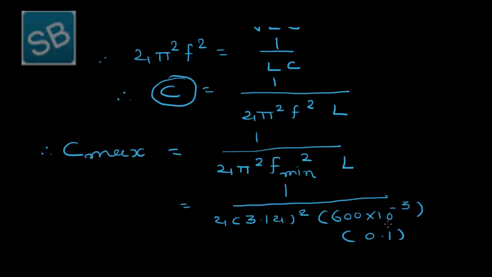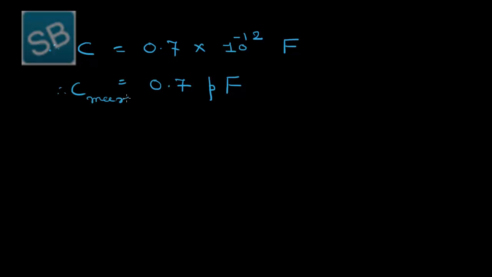So after simplifying, we will get the value of C is equal to 0.7 into 10 to power minus 12 Farad. Sorry, it is 10 to power minus 12 Farad, and there is a printing mistake again in the value of 1, it should be 10. So 10 to power minus 12 means it is a picofarad. So it is 0.7 picofarad. So that is the maximum value of capacitance.